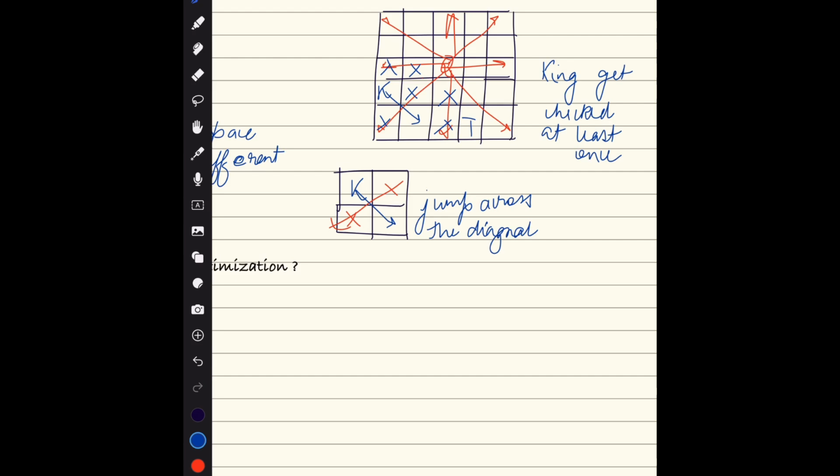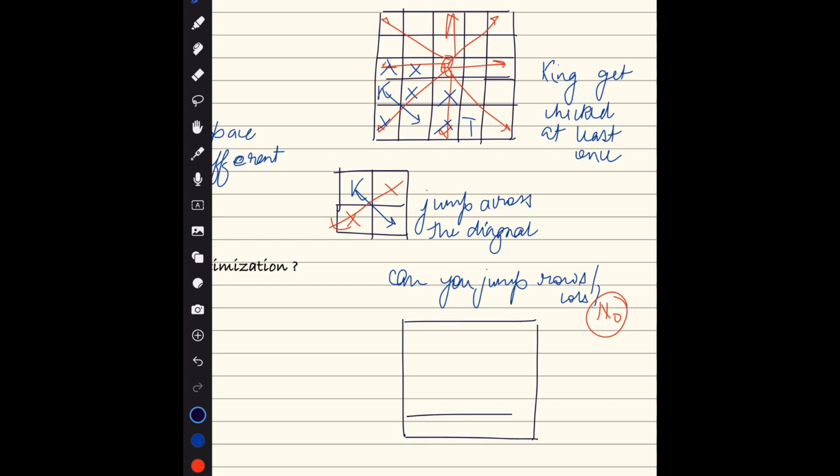Now, but can you jump across the rows or columns? The answer is no. You cannot jump. So the main bottleneck condition over here is the rows and columns.